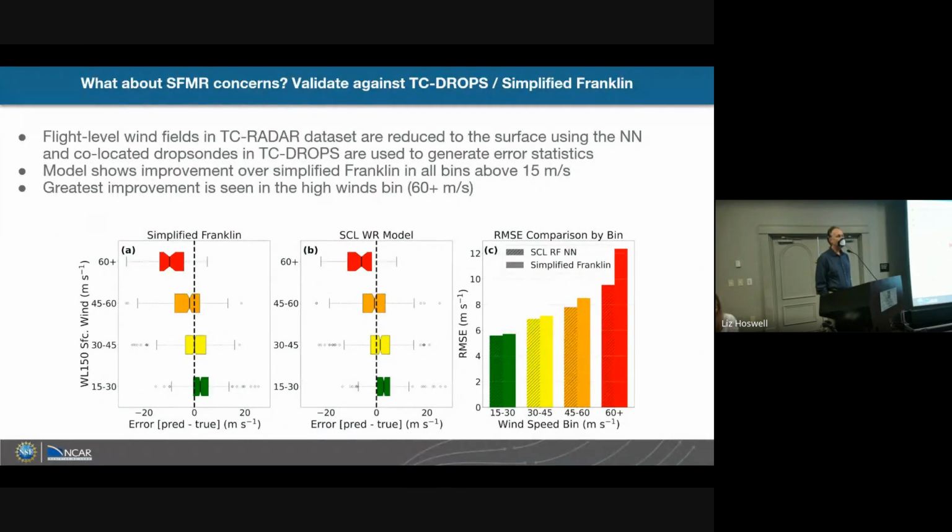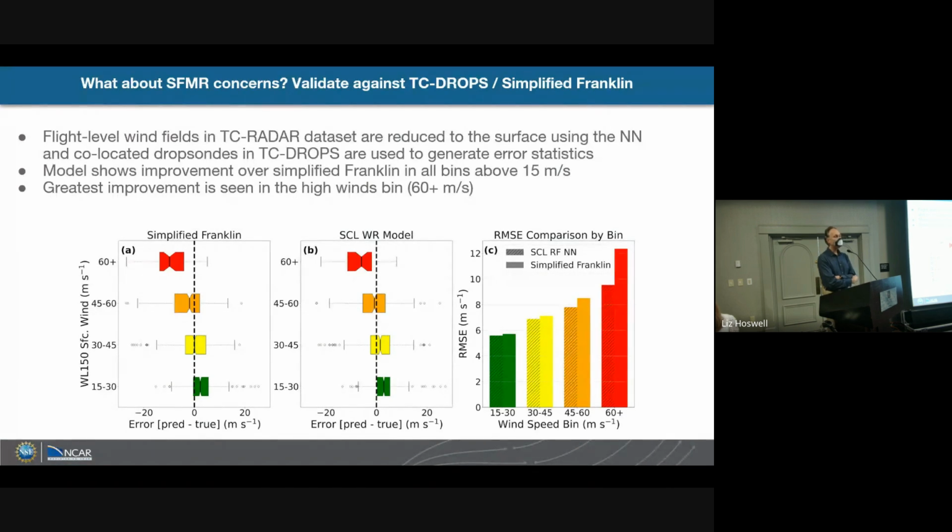Okay, so how did it do? Validation is yet another challenge. Whenever you're coming up with a new technique, you need to do something that's fair and accurate and not biased. So Alex figured that the best thing to do would be to compare the flight level winds from TC radar. You take those Doppler winds and basically treat them as if they're the flight level winds from the plane, then reduce those using the neural network and co-locate them with dropsondes. So he took the TC drops data set and used the WL150 and got it down to a surface equivalent, and that's what he used to calculate the error statistics. So there's actually no SFMR data being used in the validation.